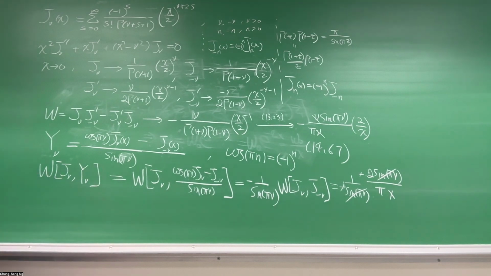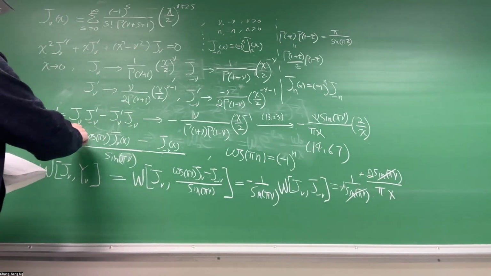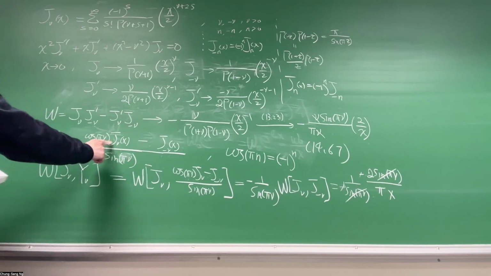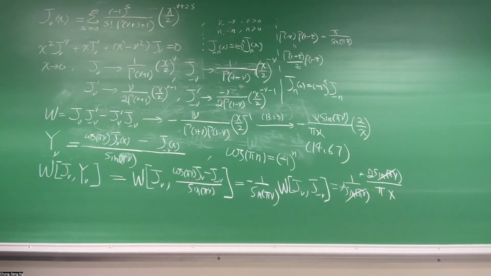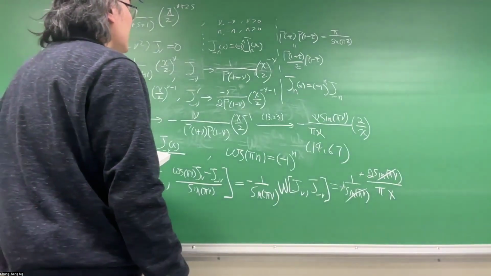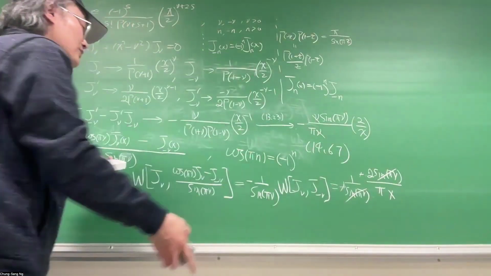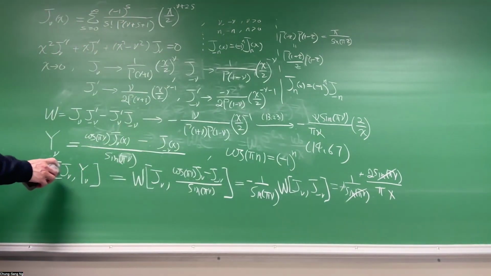Is it okay? So that's the definition. Now this is for general real order. We define this for a general real order nu. Now we need to, because our goal is to define a second solution for integer order, take the limit for nu goes to integer.